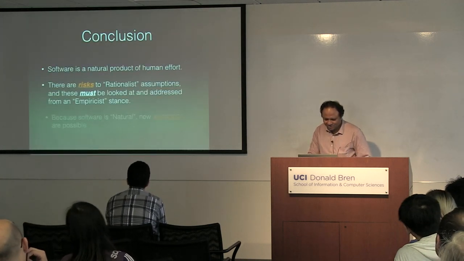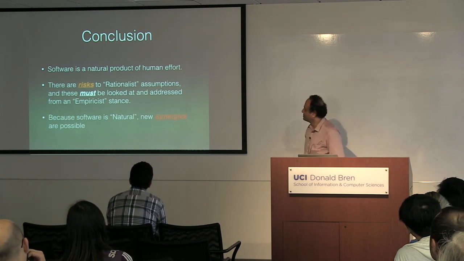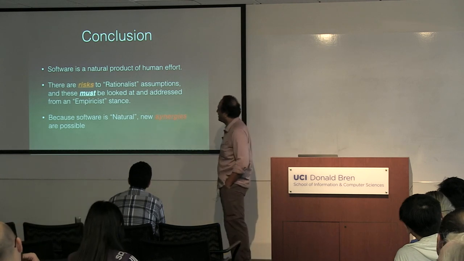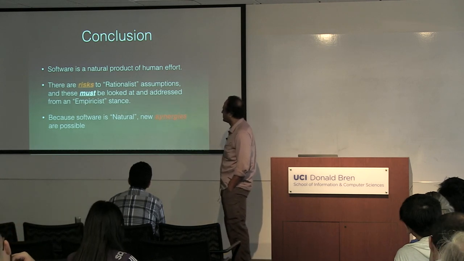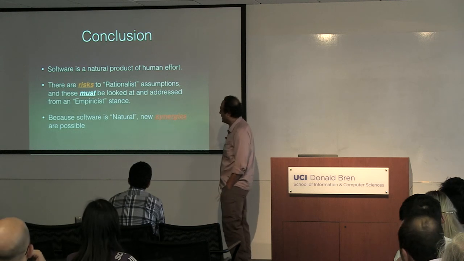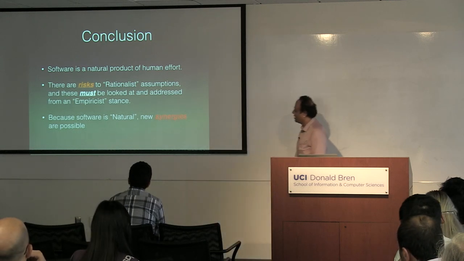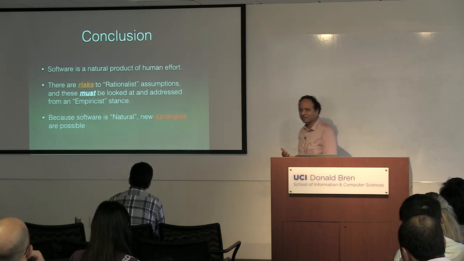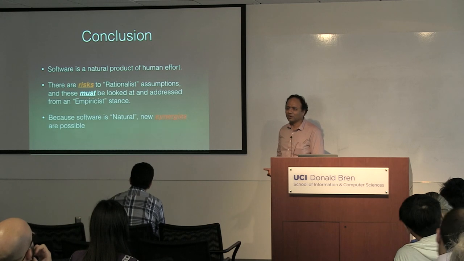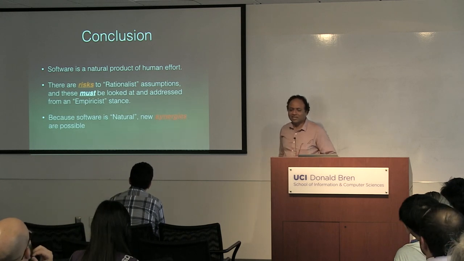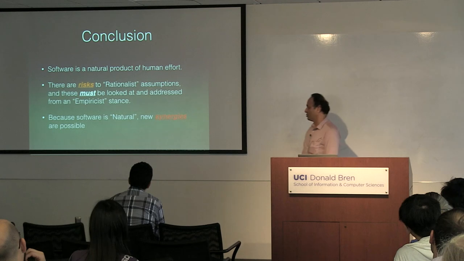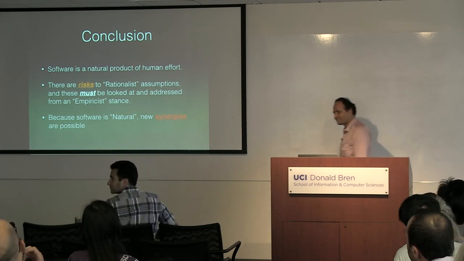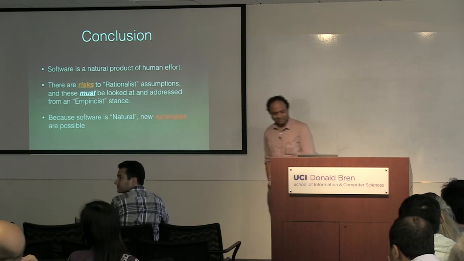So this is sort of the thesis of my talk: rationalist assumptions have to be looked at in a much more rigorous way than they have in the past, and now we have the opportunity to do that, and we should do more of it. The availability of large corpuses allows us to build really good statistical models of what's going on in the code and to come up with ways of combining these statistical approaches with more traditional rationalistic approaches. Yes?